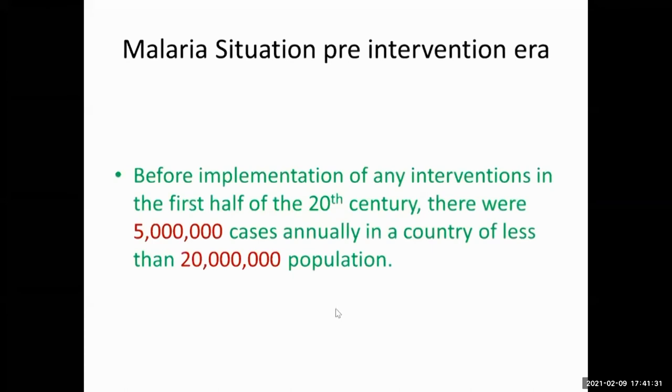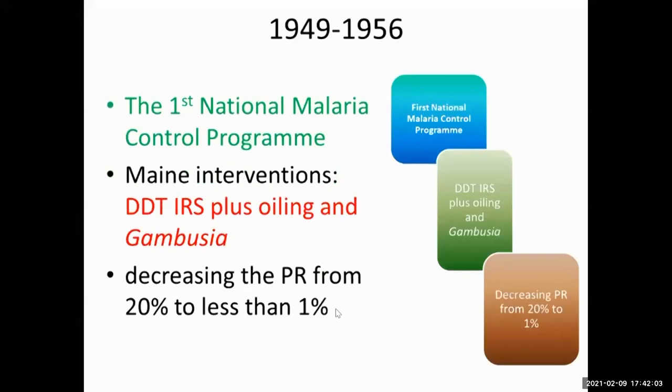Now, let's go through the control activities in the country. In Iran, before embarking on any kind of interventions, back in the first half of the 20th century, when the population of the country was less than 20 million, now it's 80 million, the number of cases was a staggering 5 million, with, you can imagine, the number of deaths.